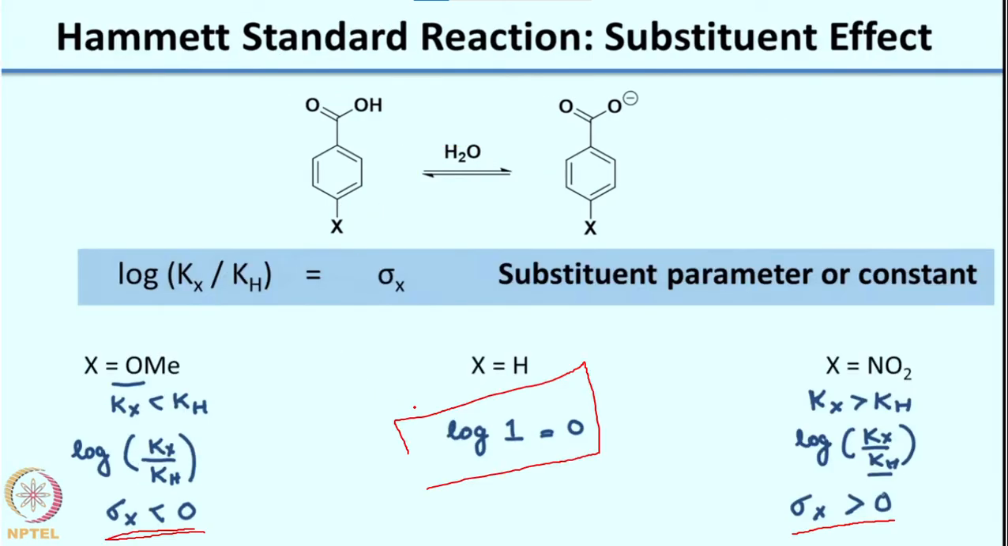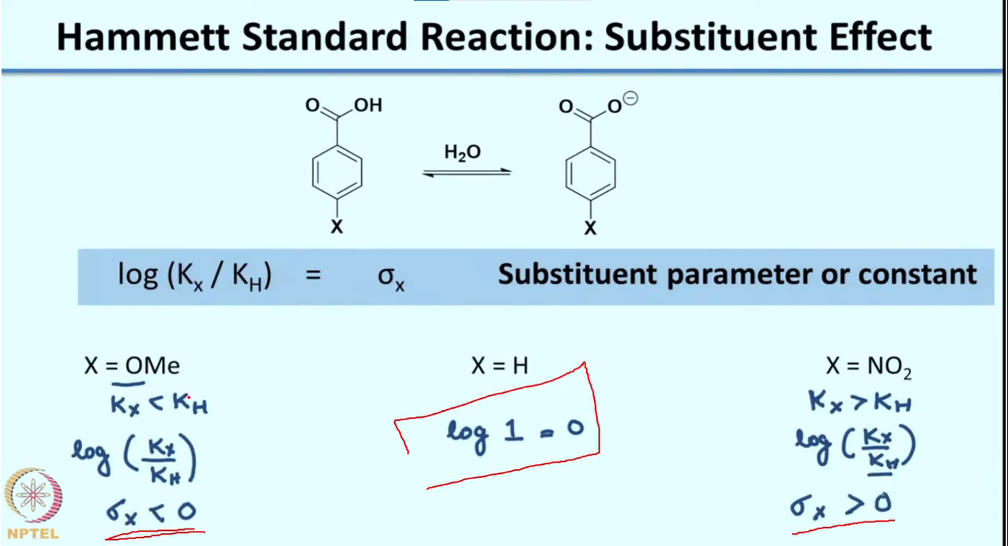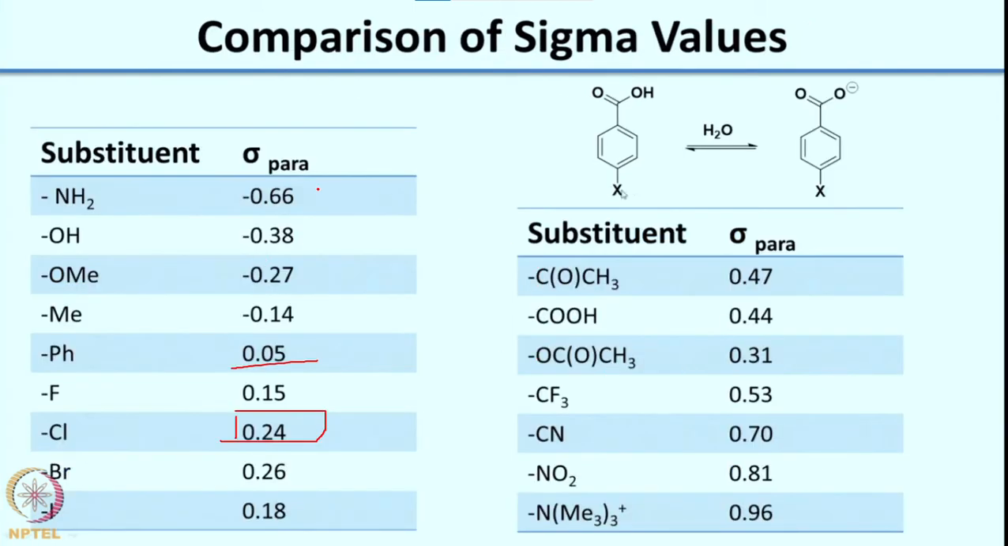Then we have observed the log values, which is the Hammett equation. Log kX by kH is equal to sigma X. In case of the OMe substituent, kX is less than kH, because we have observed that the value of k for OMe is less than kH, right? When kX becomes less, the log value will become less than 0. So sigma X value will become less than 0. In case of H, it will become 0 because log 1 is equal to 0. And in case of the NO2 group, it will become more than 0. So this is the comparison of sigma values.